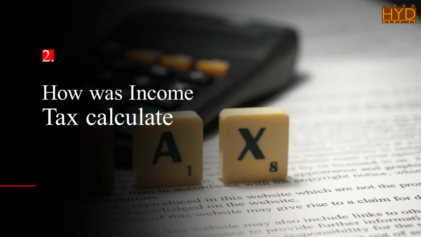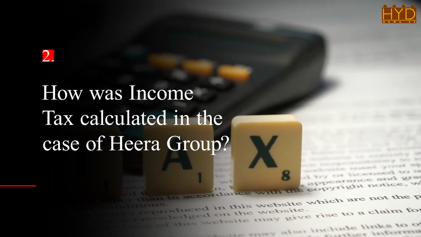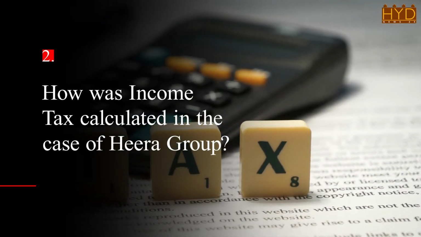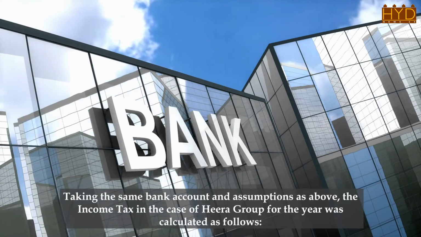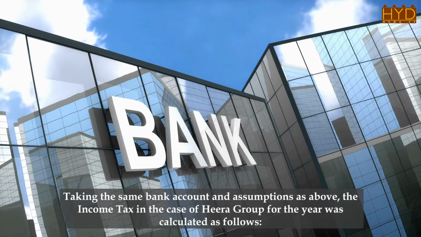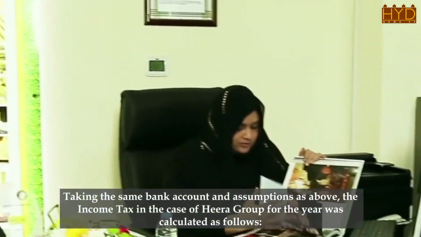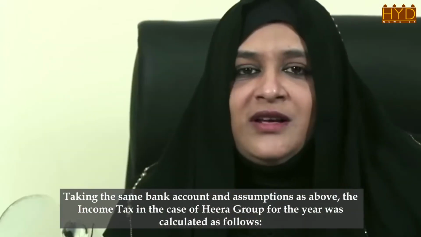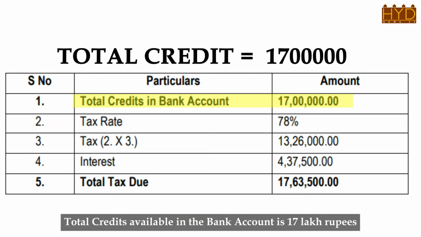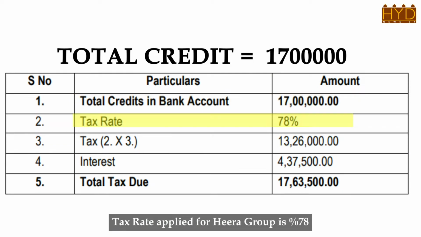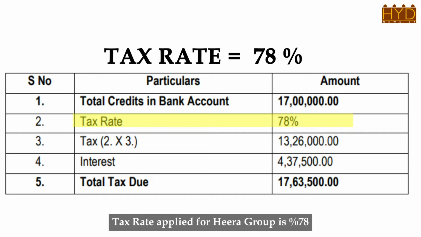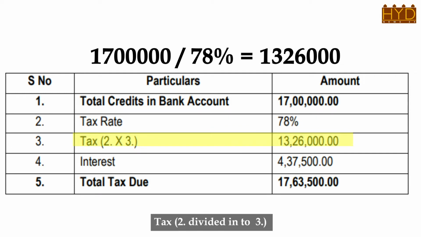2. How was income tax calculated in the case of Heera Group? Taking the same bank account and assumptions as above, the income tax in the case of Heera Group for the year was calculated as follows. Total credits available in the bank account is 17 lakh rupees. Tax rate applied for Heera Group is 78%. Tax 2 divided into 3.